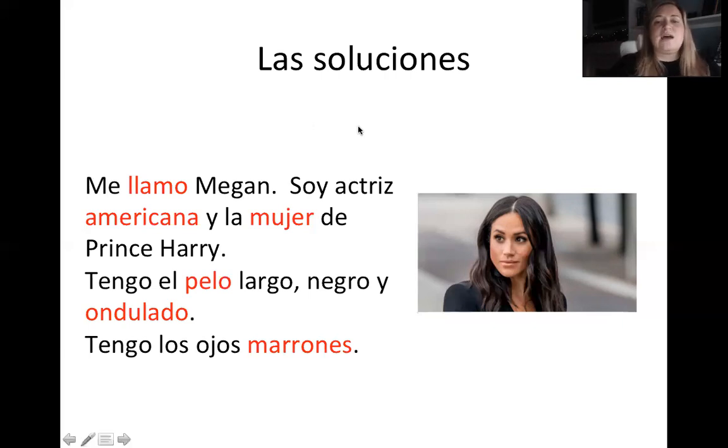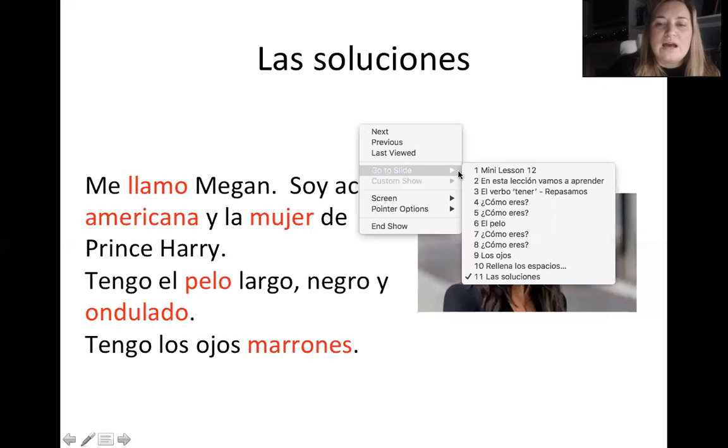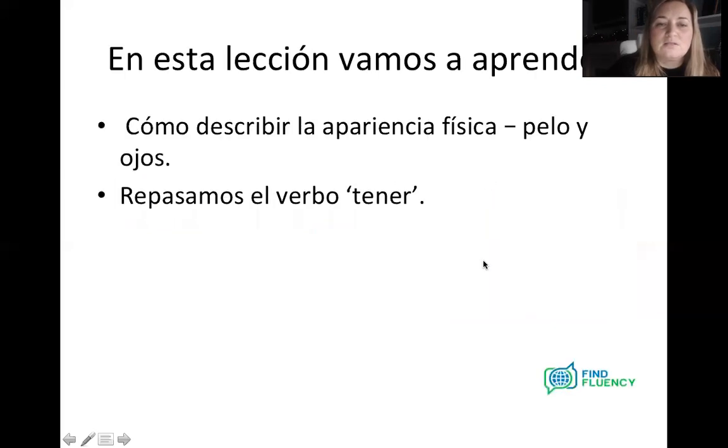Okay, so just to recap for today, we have learned cómo describir la apariencia física, el pelo y los ojos, y hemos repasado el verbo tener en español. So I had a little bit of a look at the verb tener in Spanish as well.